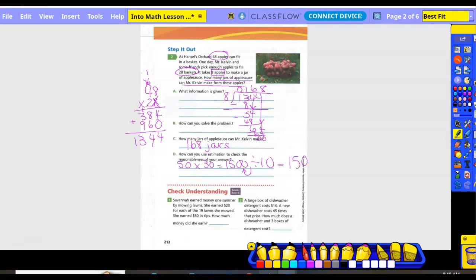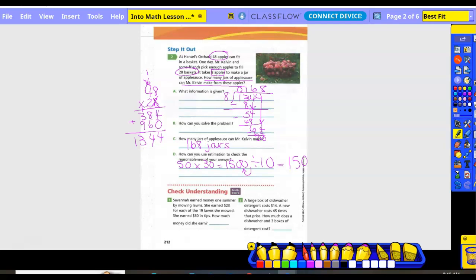Yeah. Okay. Check understanding number 1. Savannah earned money one summer by mowing lawns. She earned $23 for each of the 19 lawns she mowed. She earned $60 in tips. How much money did she earn?